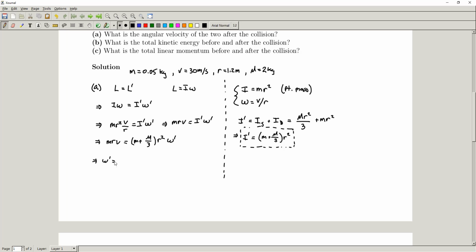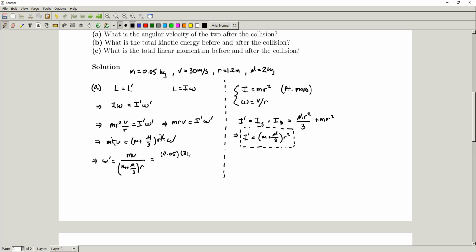So this means that omega prime is going to be equal to, and I guess I won't skip any steps here. We could cancel out 1 r here, or maybe because I'm short on space I will. So imagine that we're canceling out one r from over here and one from over here, and then I'm going to divide through by the bracketed term here. So we're going to end up with mv over m plus capital M over 3 times r. Right? And if we substitute in numbers for that, I'll do that here from above. We know that our first mass is 0.05.